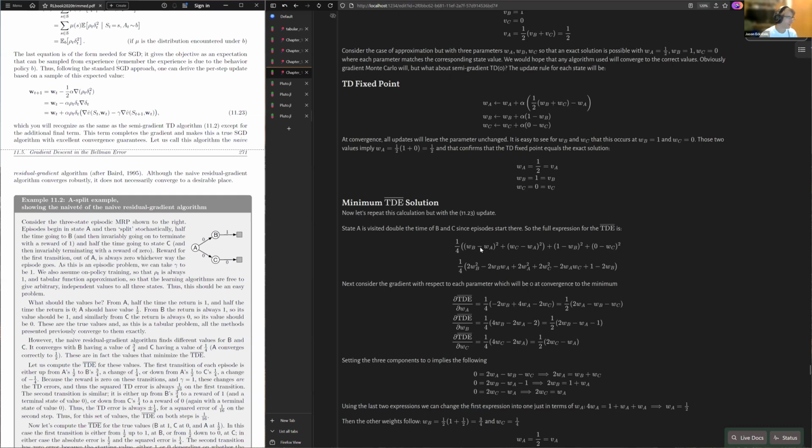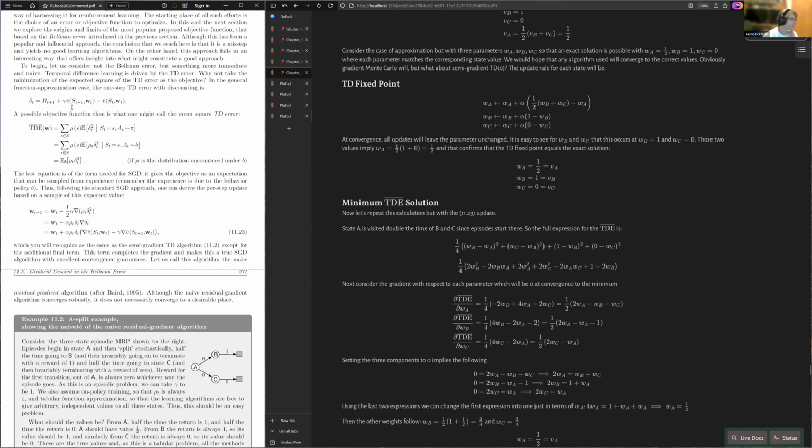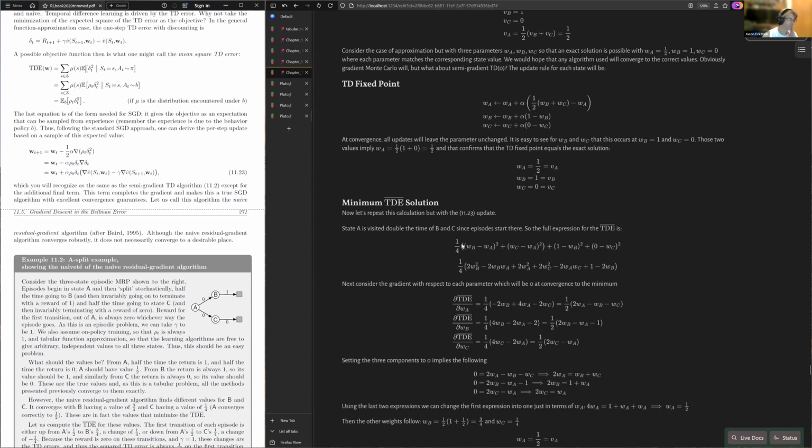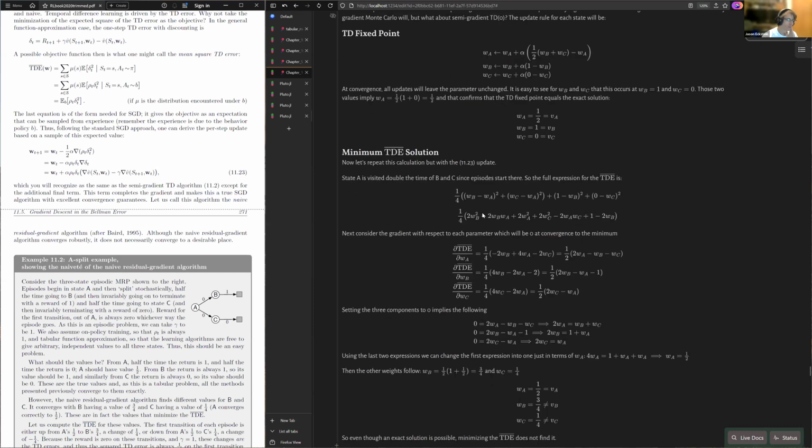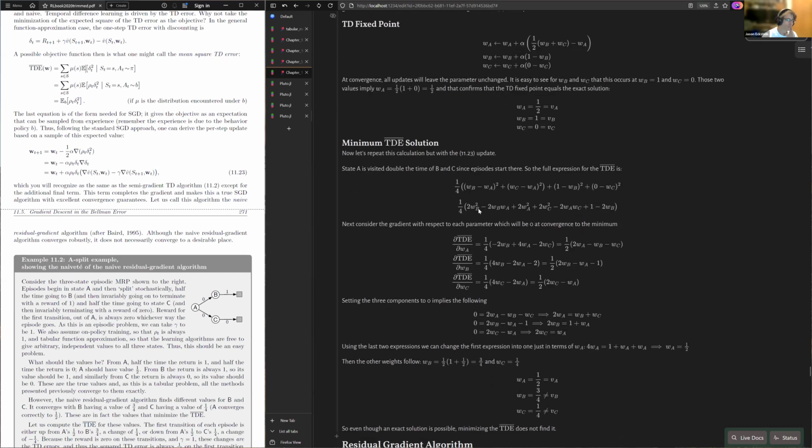So what I've written down here are all of the terms of the TD error, which is this delta squared. And there are 4 of them, one for each of the transitions. The first one is WB minus WA, so that's the error for the transition from A to B. This is the error for the transition from A to C. And then this is the one for exiting B and the one for exiting C. Okay, so you square, and here we're squaring all of these.